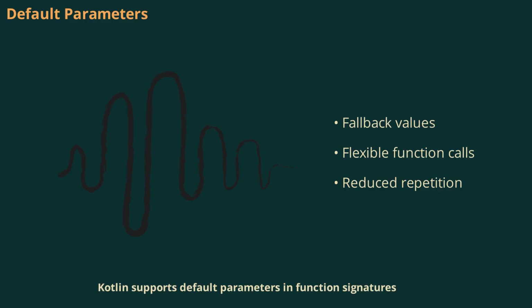Kotlin supports default parameters in function signatures, allowing you to define fallback values. Callers don't have to pass these parameters every time, making function calls simpler and more flexible. Default parameters reduce code repetition and make your functions more versatile, adapting to different use cases without extra effort.